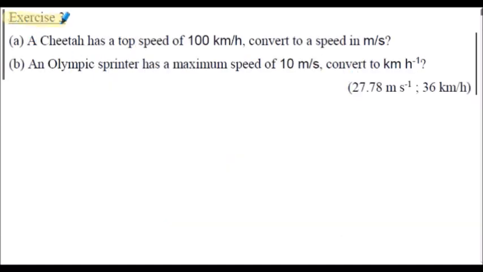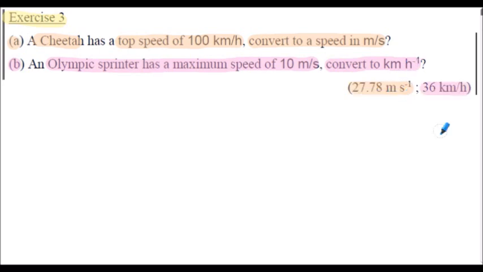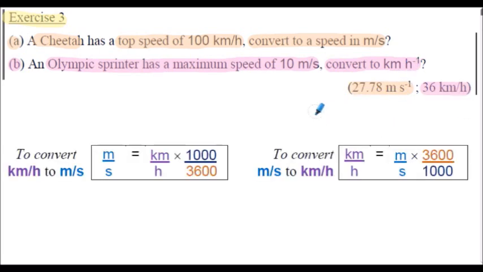Exercise 3, Part A. A cheetah has a top speed of 100 kilometers per hour. We've got to convert this speed into meters per second. And Part B. An Olympic sprinter has a maximum speed of 10 meters per second. We have to convert this into kilometers per hour. Answers shown in the bracket here. For ease of reference, here are the various conversions required. I'll let you choose the appropriate conversion to solve parts A and B, but the solutions are shown on the following slide.